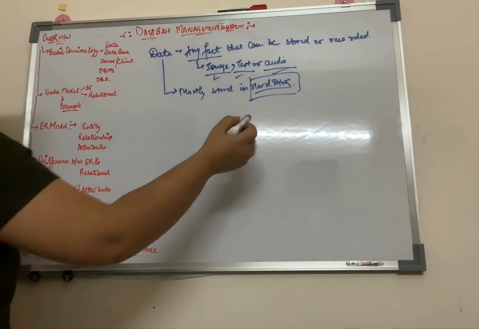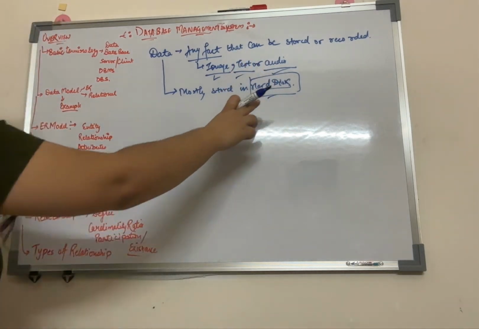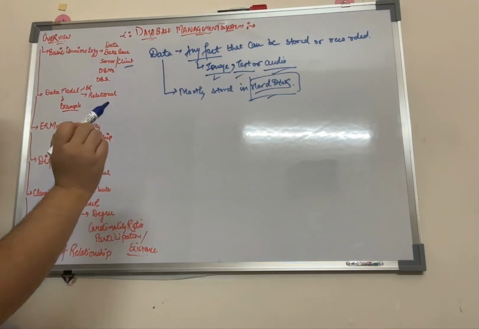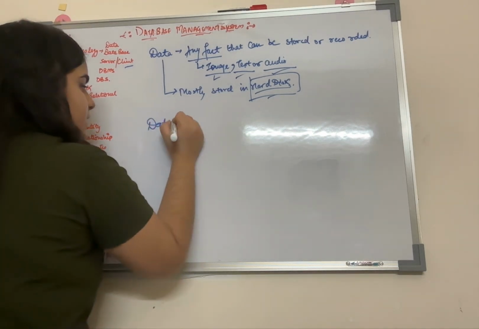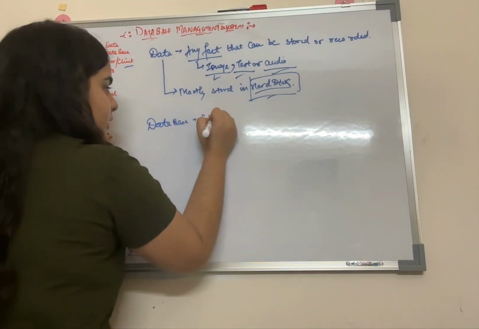Okay, so it's stored in the hard disk. This we'll get to know more about in server client architecture. Now, what is a database? A database is nothing but a collection of data.